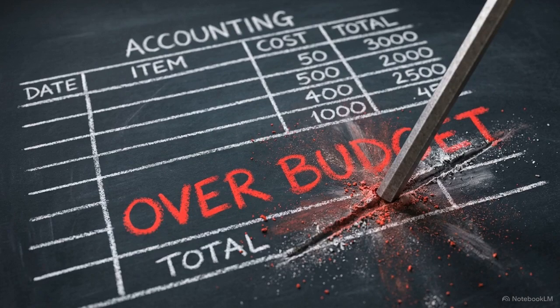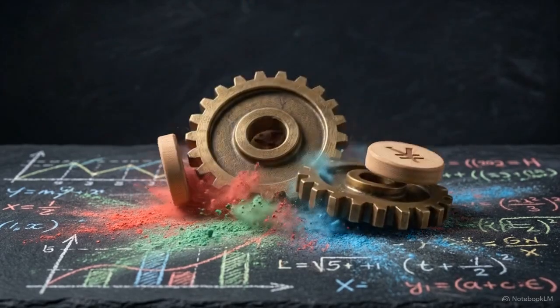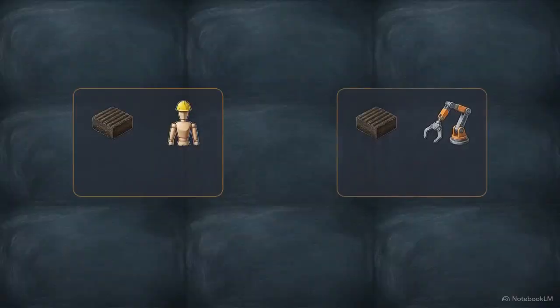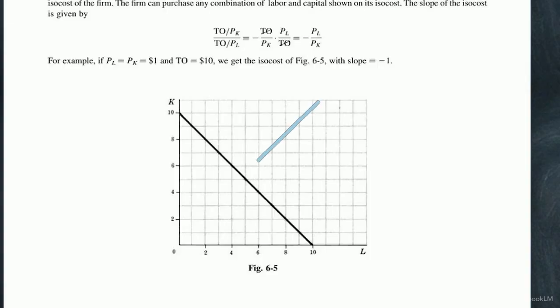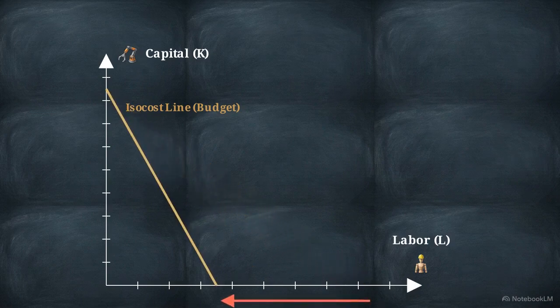This curve represents the physical reality of what is possible to produce, but it does not account for the firm's financial limitations. Every firm operates under a total financial outlay, a strict budget for how much they can spend on production. This budget is anchored by the market price of a worker's wage and the price of a machine. We visualize this limit as an ISO cost line. It is a straight boundary showing every combination of labor and capital the firm can afford with its total budget. The steepness of this line is determined by the ratio of wages to machinery costs. If labor becomes more expensive relative to machines, the line becomes steeper.